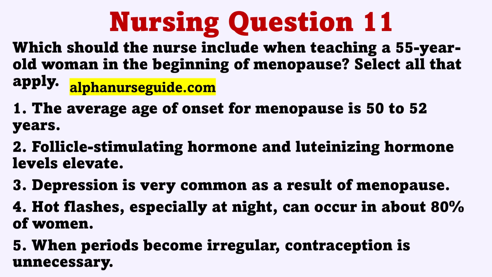With menopause, follicle-stimulating hormone and luteinizing hormone levels increase dramatically. Hot flashes occur in about 80% of women. They can range from mild to very debilitating with disruption of sleep patterns. Depression is not usual during menopause. If symptoms of depression do occur, the nurse should refer the woman to her healthcare provider. Contraception should be used until menses has ceased for a full year.